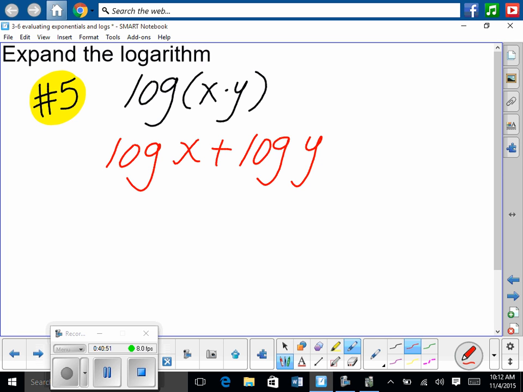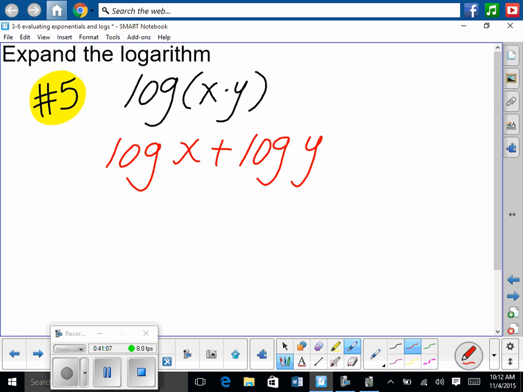Does everybody understand that? Now we don't write base 10, but I'm going to say log of the base 10 because it is base 10. Do you understand that? Okay. Don't write base 10. It goes without being said that it is base 10. I split it up with my plus sign because it's multiplication.